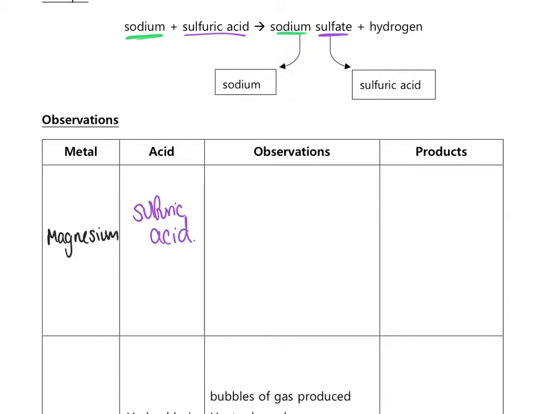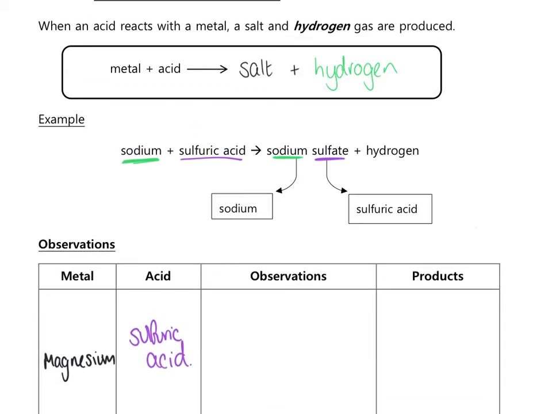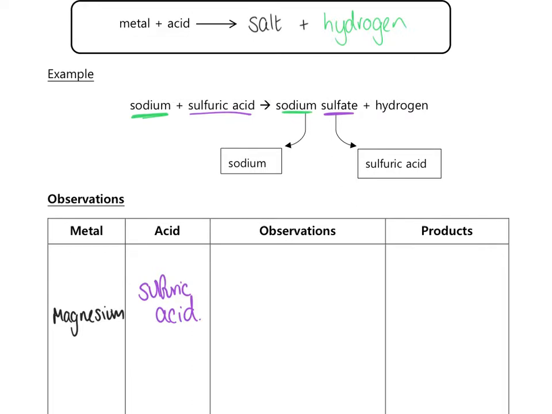So you can already be thinking about what your products are going to be for this reaction. Remember, going up to your general equation again, with these types of reaction you're always going to get a salt and you're going to get hydrogen. So what's the name of our salt going to be? Well, the first part of the name comes from the metal, which is magnesium. The second part of the name comes from the acid. It's sulfuric acid, so the second name is going to be sulfate. It'll be magnesium sulfate. What else are we going to get? Look at your general equation. We're going to get hydrogen as well.